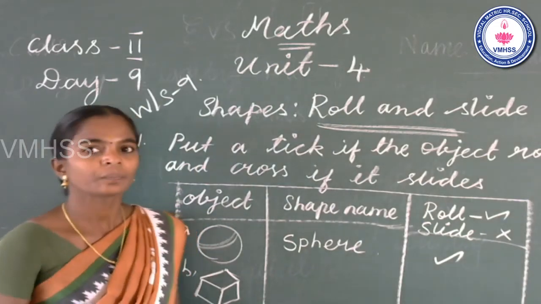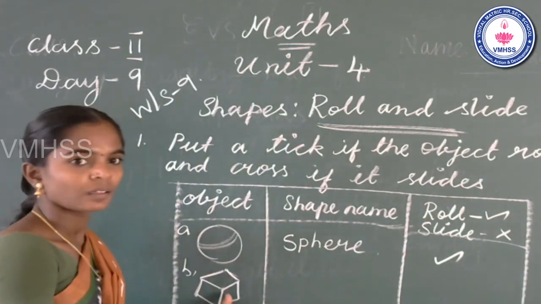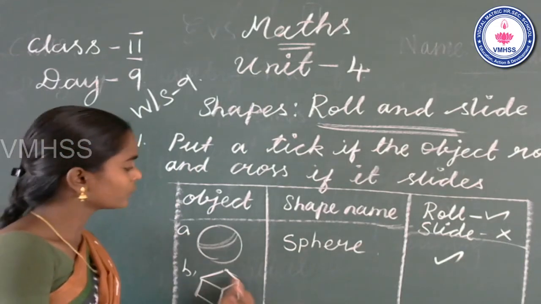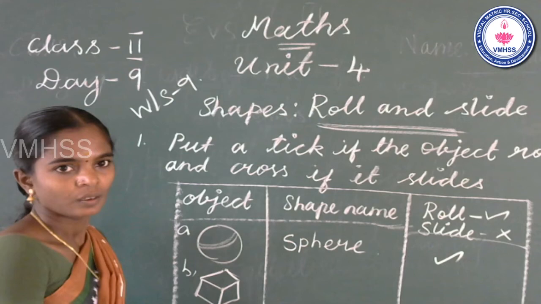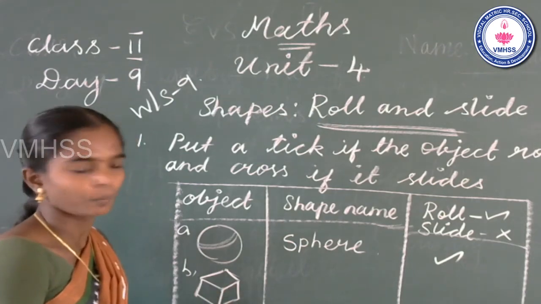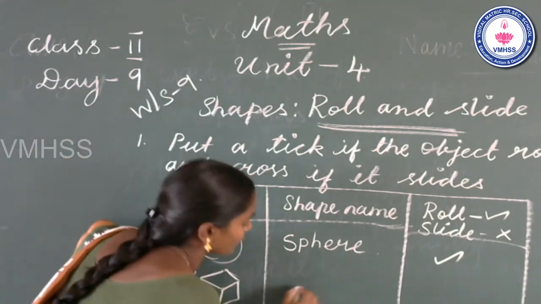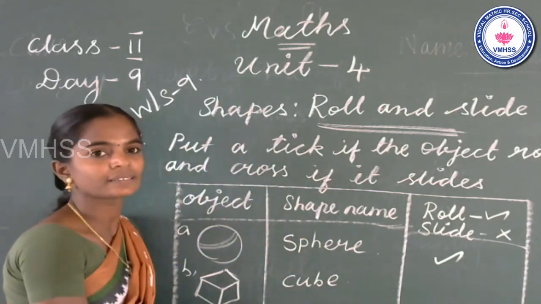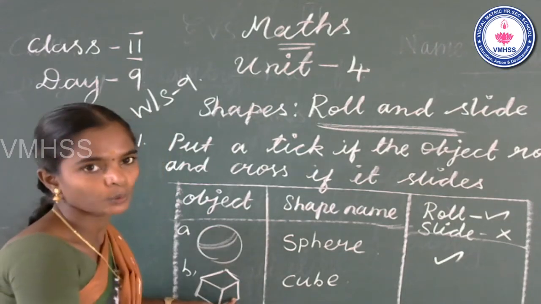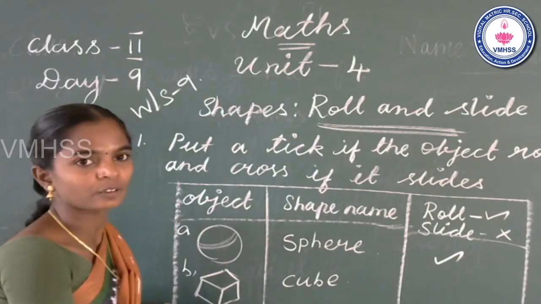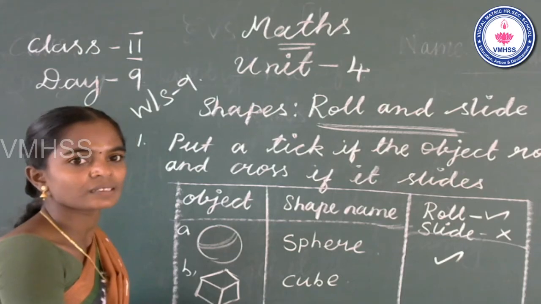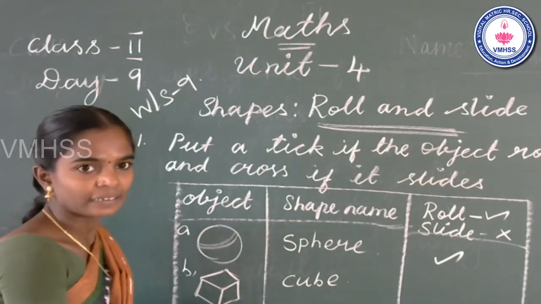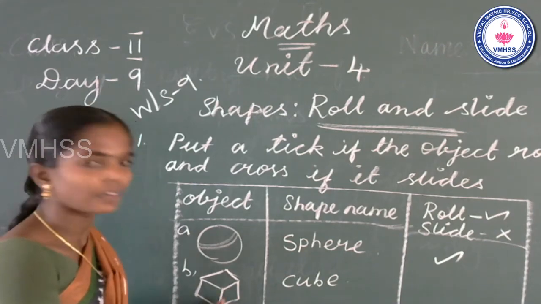Students listen. See the next one. What is this now? Very good. So this shape name is cube. So first we write the shape name cube. Children listen here. This is a cube shape. How many faces in a cube? How many faces? 6 faces. So 6 faces, flat faces.